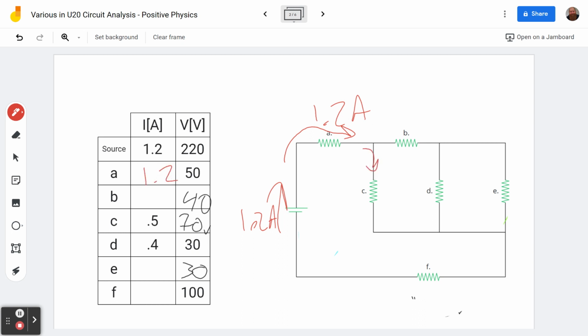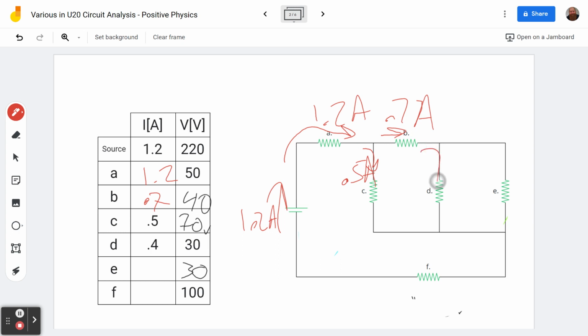But here it's going to split. And so we know from what we see here that C has 0.5 going through it. So if we had 1.2 amps go this way and 0.5 of it went that way, what's left over to go there? Well, that would be 0.7 amps, because 0.5 and 0.7 is where our 1.2 went. 0.7 that way, 0.5 that way. So we can jot that in here. B is going to have 0.7 amps through it.